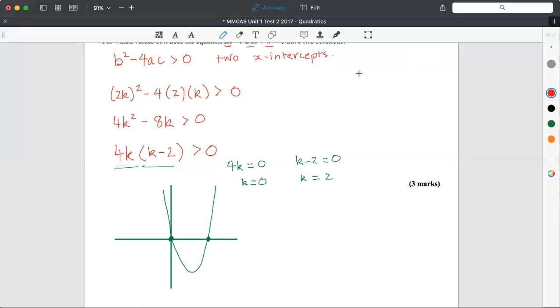And we're looking for where this is positive. So let's use a different color. Let's use orange. Positive from here to here, and positive from here to here as well. All right, so the way we want to write this is, we know that this is the point 0 and this is the point 2. So we know that when k is less than 0 and when k is greater than 2, this whole thing is positive.